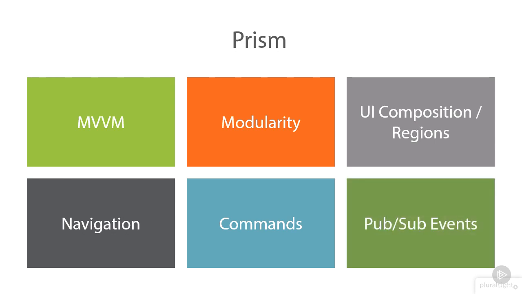And finally, Prism has support for pub/sub events. These are loosely coupled events where the publisher and subscriber can have different lifetimes and do not have to have explicit references to each other to communicate through events.